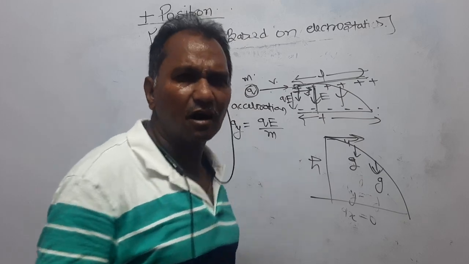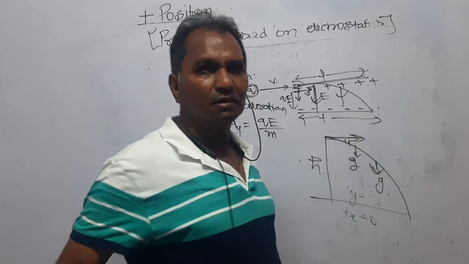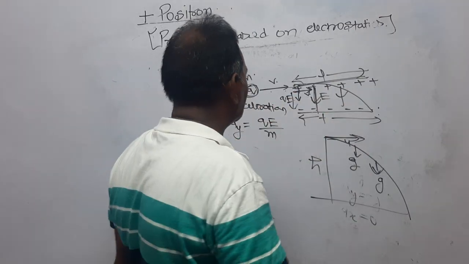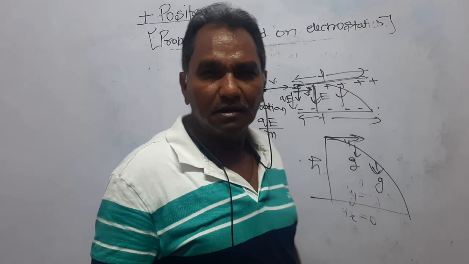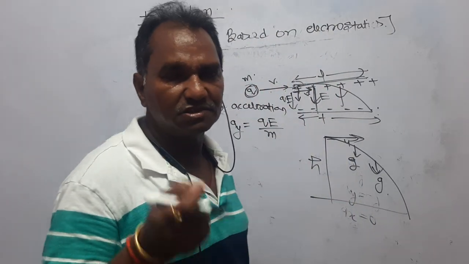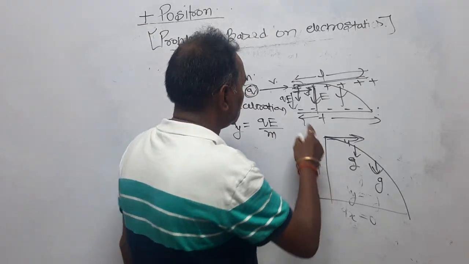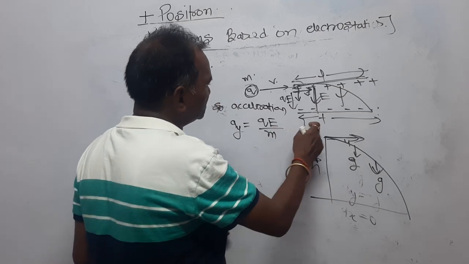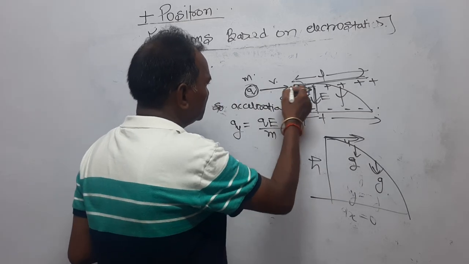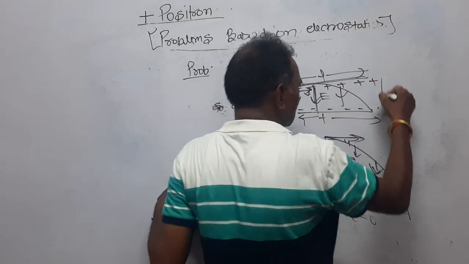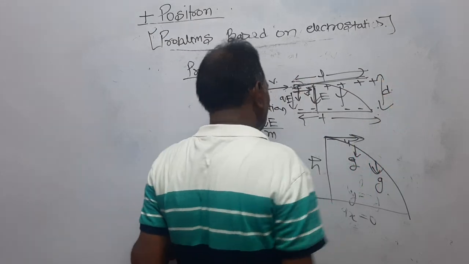Now the question is how much time the body will take to cross this L length plate, right? We have to find out how much time the charge will take in order to cross this plate. Now let the time taken be t. It is traveling with velocity v. So I have considered time, and let the distance between the two plates be d.